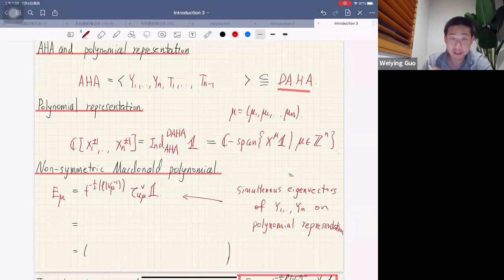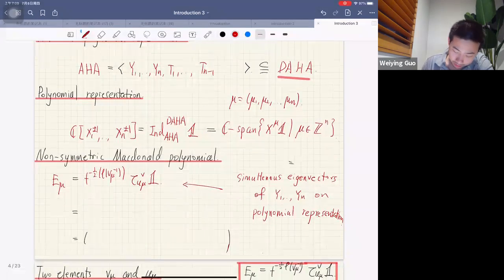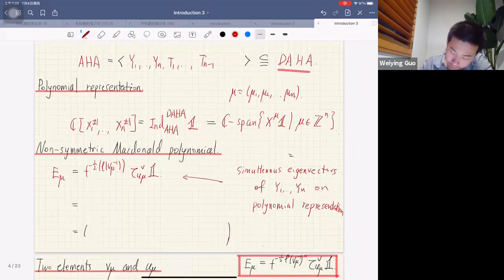So in here, we are just given an explicit formulation of the non-symmetric Macdonald polynomials. And I'm going to explain what those v mu and u mu are later in the talk, I mean, just one slide down. So there are some inductive ways to construct those non-symmetric Macdonald polynomials.